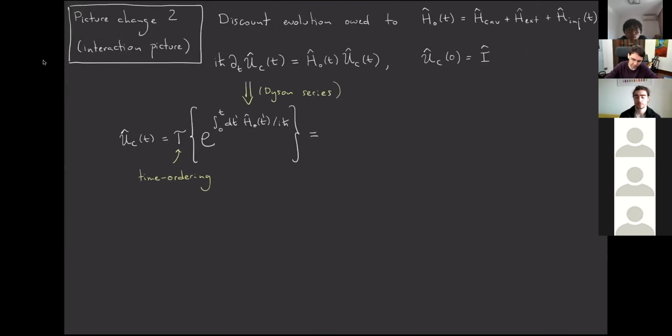And therefore, this integration can be done explicitly. So we can carry out the integral, and then once the integral is carried out, we get the following expression. We get minus omega c t a dagger a. This is the part that comes from the cavity Hamiltonian. Then we have the part that comes from the injection Hamiltonian, and this is very easy. It's just some function of time, a dagger, and then minus the same function of time conjugate a.